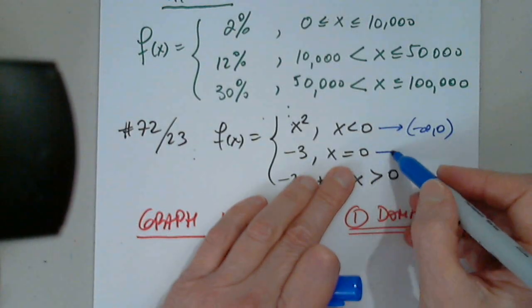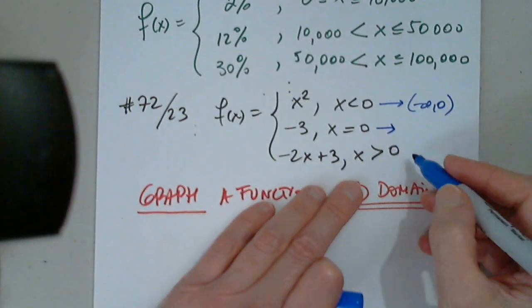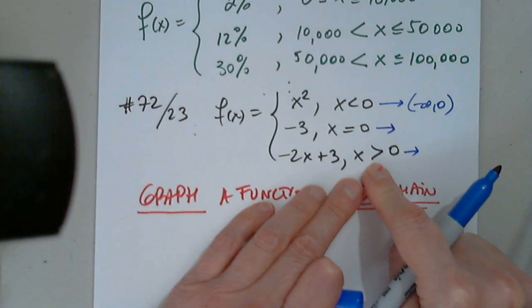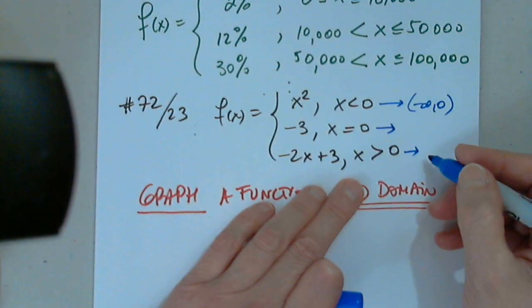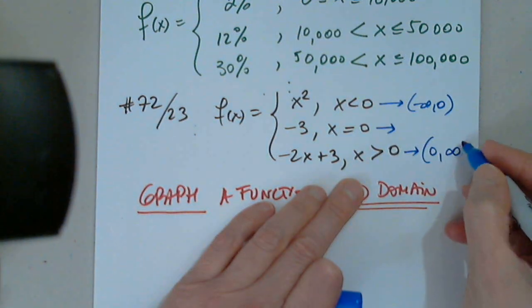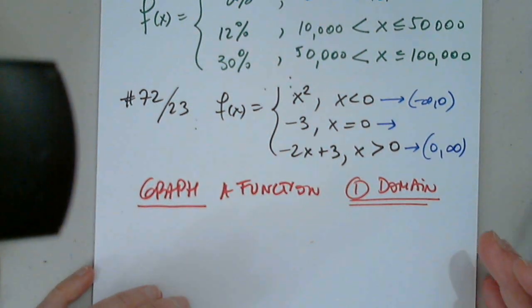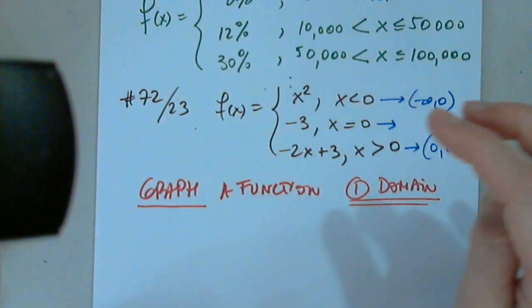This I don't have anything to write. This is it. But what about the interval notation for this? Can anyone give us the interval notation for this? Would it be 0 and infinity? Awesome. Of course, Nathan. Thank you. Excellent. Now I can discover the domain.